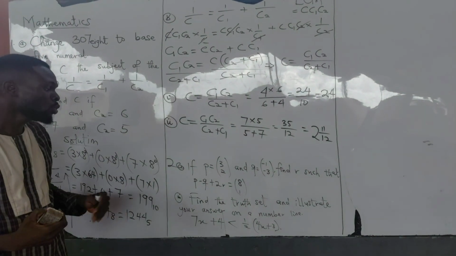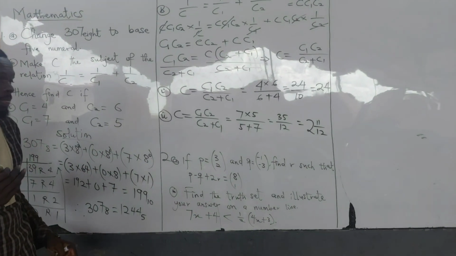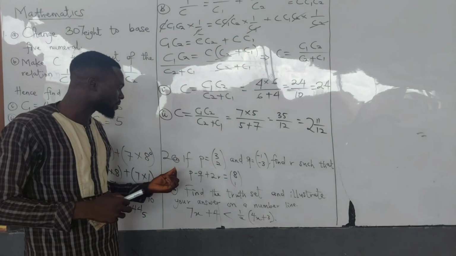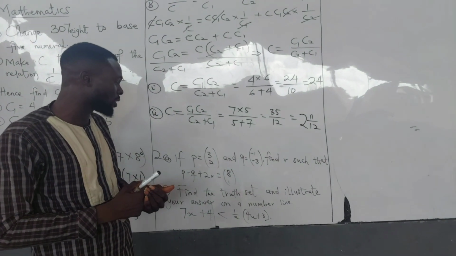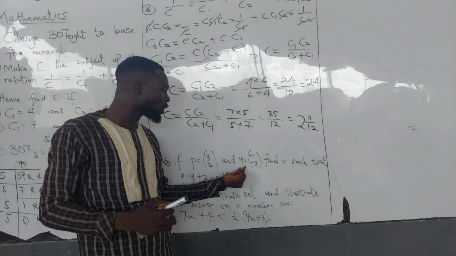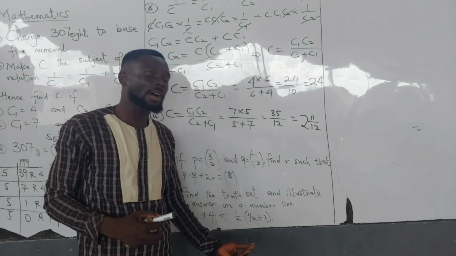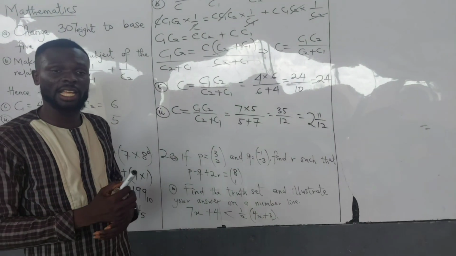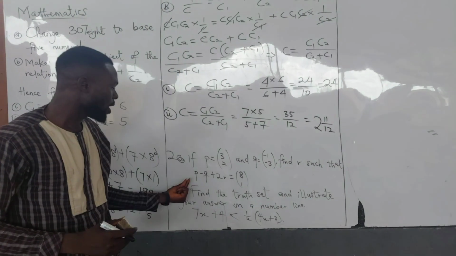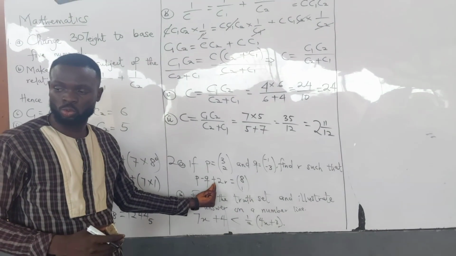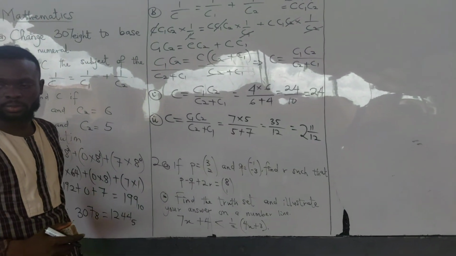Now the number 2A is vectors, which is equality of vectors. The question is saying that if P is equal to the vector 3, 2, and the vector Q is equal to negative 1, negative 3, we have to find the value of R such that P minus Q plus 2R is equal to the vector 8, 1.